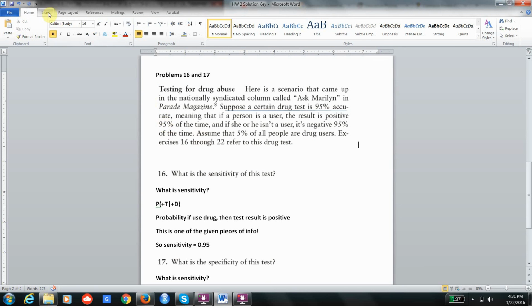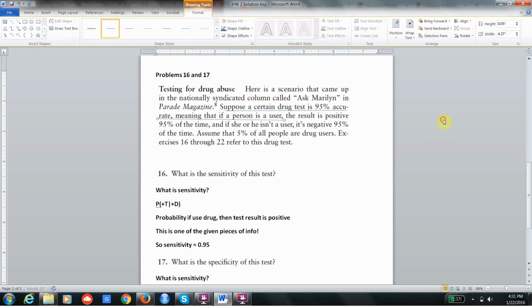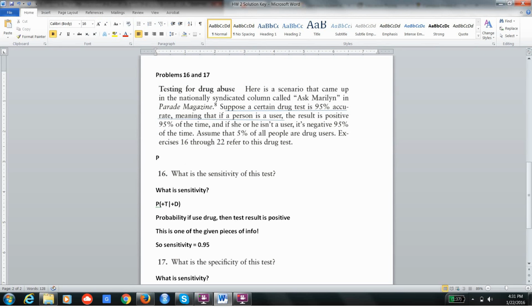If the person's a user. Okay, so what does this mean? This means that if the person's a user, so this goes here, right? The probability that they'll have a positive test result, right? The result is positive 95% of the time. Well, notice this is just a sensitivity, right? This is the probability that if a person has a disease or has the condition, they test positive, okay? So this automatically answers what the sensitivity is. It's just 95%.